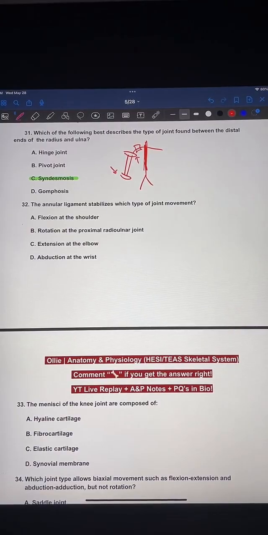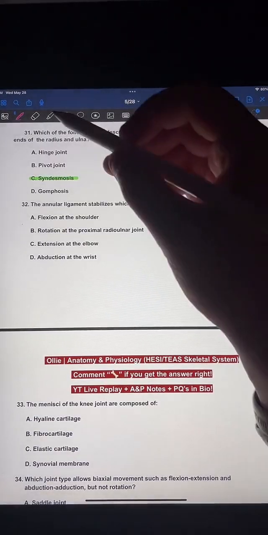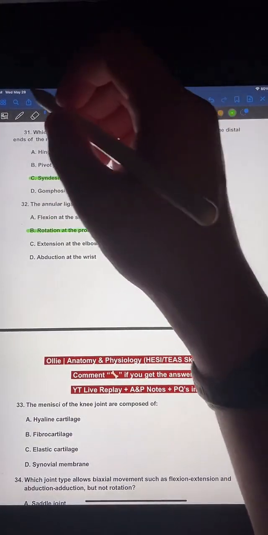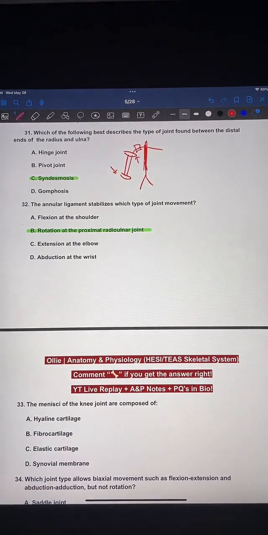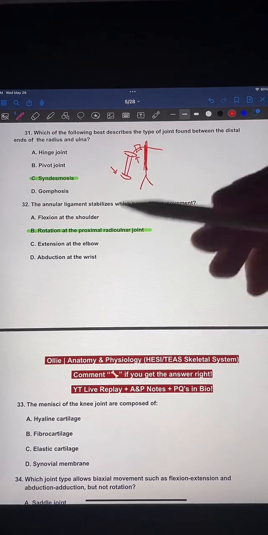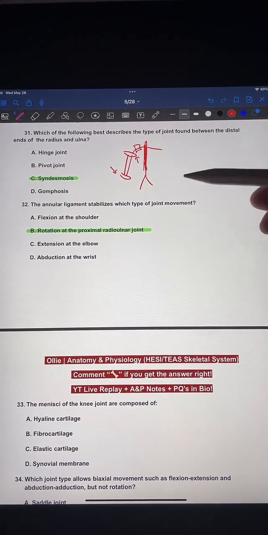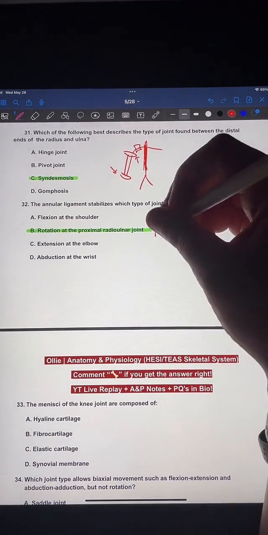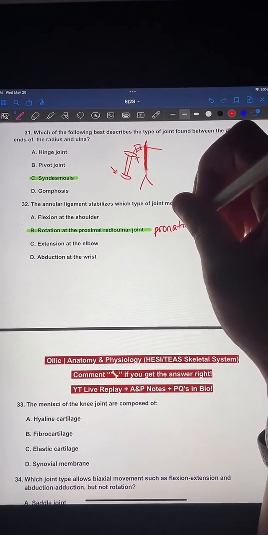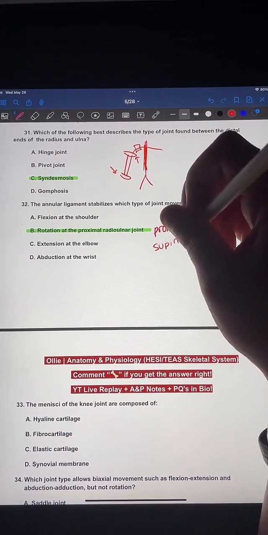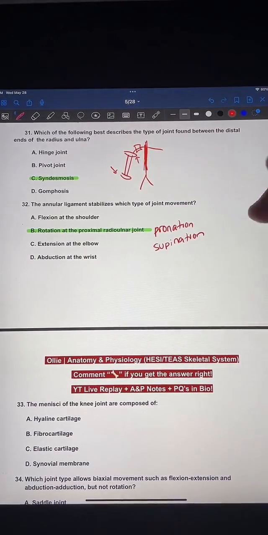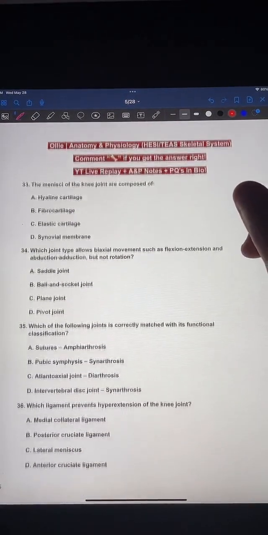We're on number 32 now. The annular ligament stabilizes... B, it is the rotation at the proximal radial ulnar joint. So this encircles the head of the radius, allowing for rotation, which is our pronation and our supination. We're going to move on to number 33.